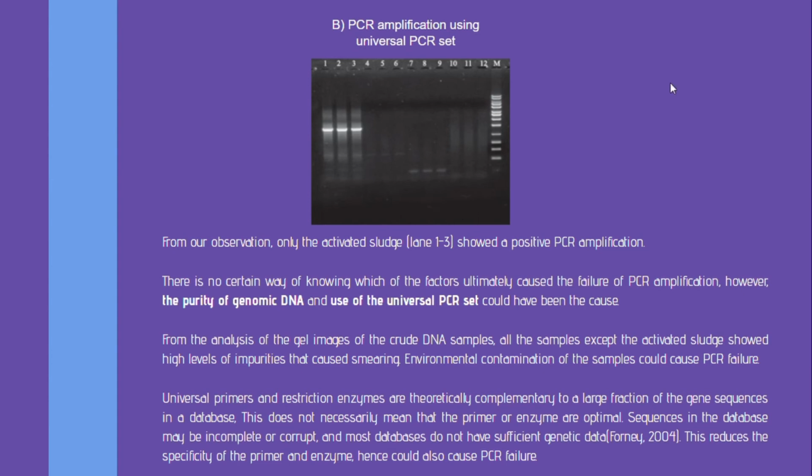Another factor could be the use of the universal PCR set. Universal primers and restriction enzymes are theoretically complementary to a large fraction of gene sequences in a database. This does not necessarily mean that the primer or enzyme is optimal. Sequences in the database may be incomplete or corrupt, and most databases do not have sufficient genetic data. This reduces the specificity of the primer and enzyme, hence could cause PCR failure.